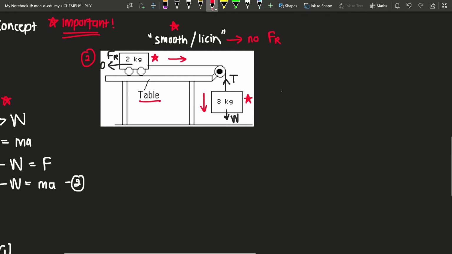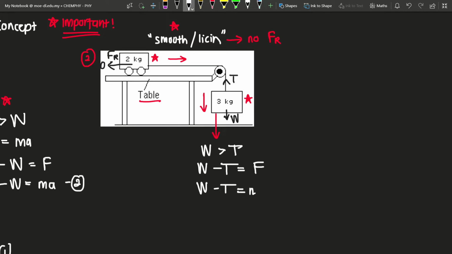So, objek 3 kg, this one, since it is moving downward, you know that W is bigger than T. That's why it is moving downward, because the weight, which is heavier, will pull the object downward. So you know W minus T equal to your resultant force. Force is actually equal to MA. So you got the first equation.